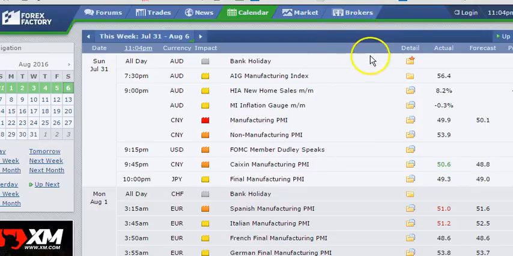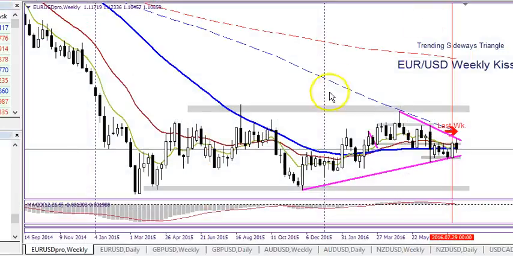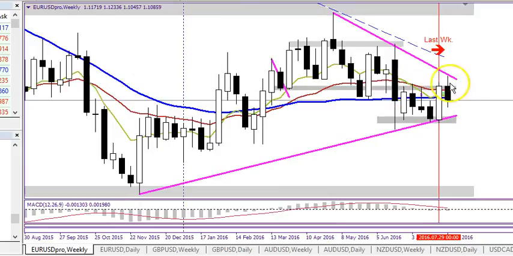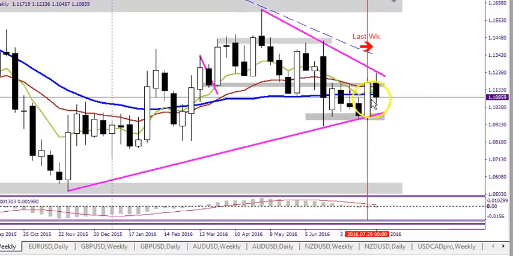Okay, so now we're going to switch to the charts, and we're going to start with the EUR/USD weekly. You can see that last week there was a bearish candle. I'm just going to zoom in a bit. A bit of a bearish candle. With this bearish candle, it closed just below the 50. You can see that right there.